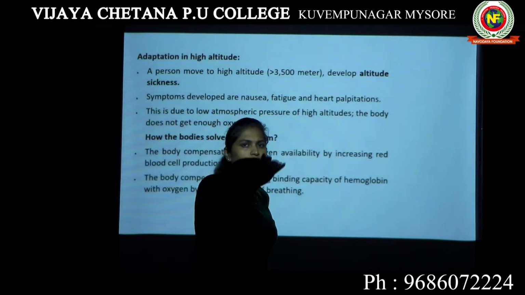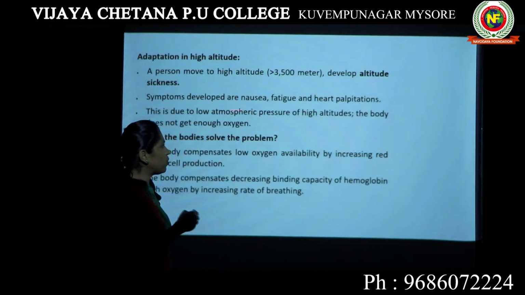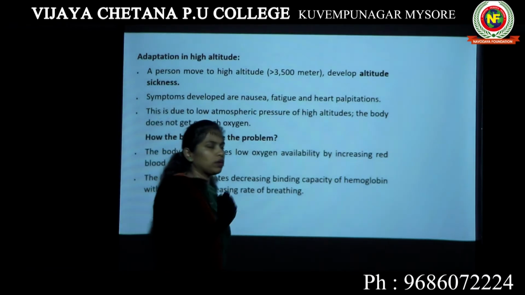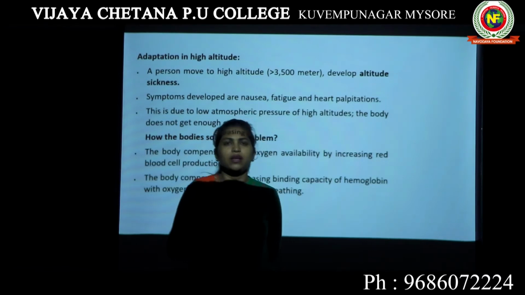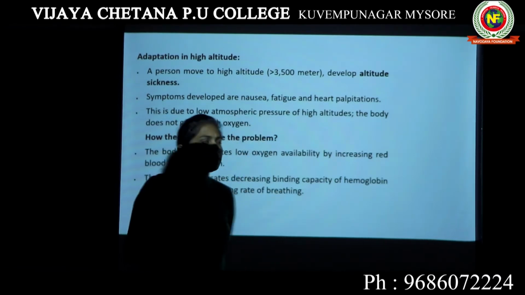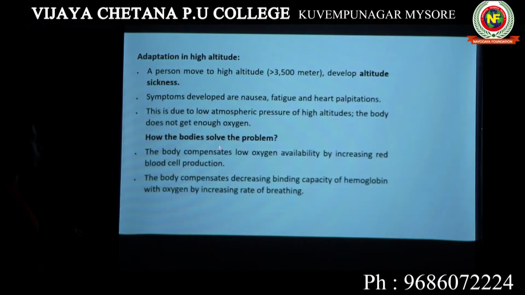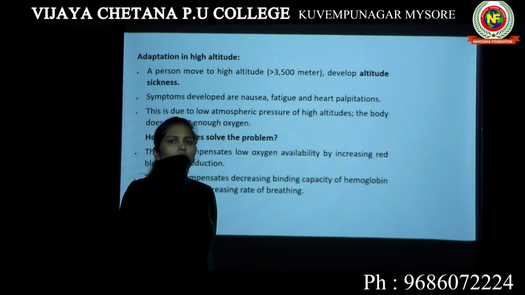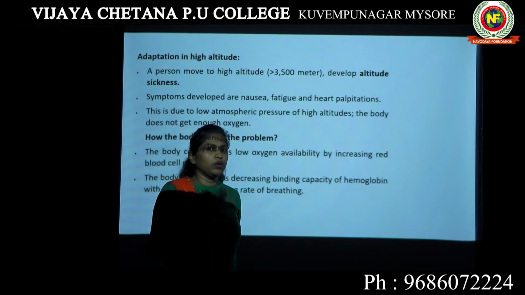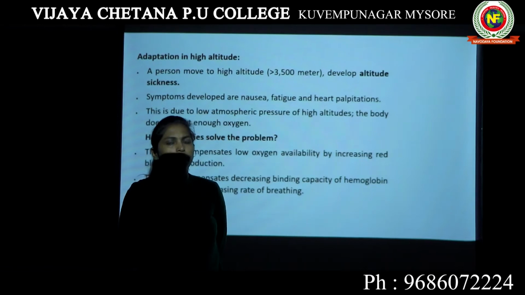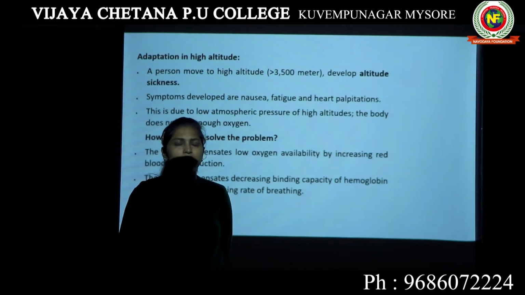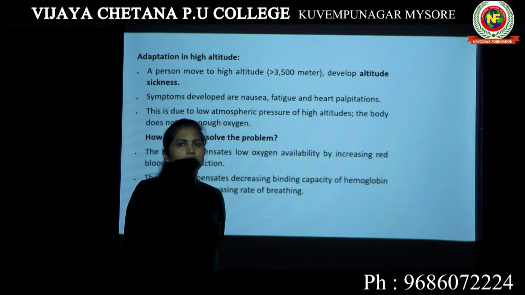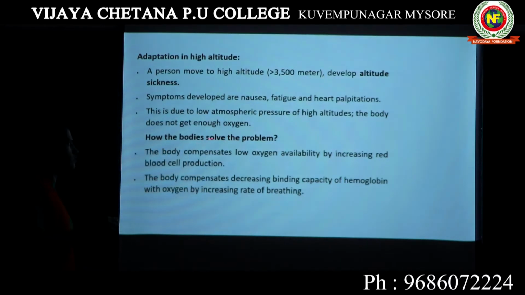If you go to a region of higher and higher altitude, there is low atmospheric pressure in that region. So when you go to a region of low atmospheric pressure, your body does not get sufficient oxygen to breathe. So how does the body solve this problem? Our body has its own mechanism to solve this problem. When you go to higher altitude region, for some time definitely you will develop altitude sickness. You will feel like vomiting, you will feel tired, your heart starts beating fast. However, your body gradually adjusts to that particular change. How will your body solve the problem?